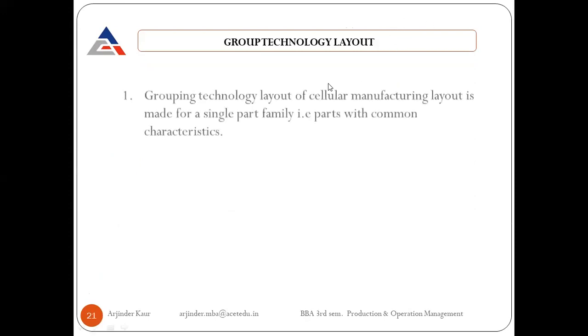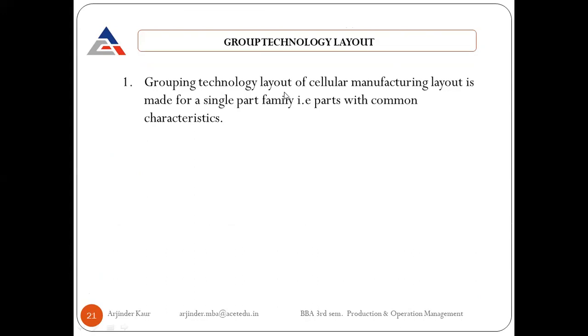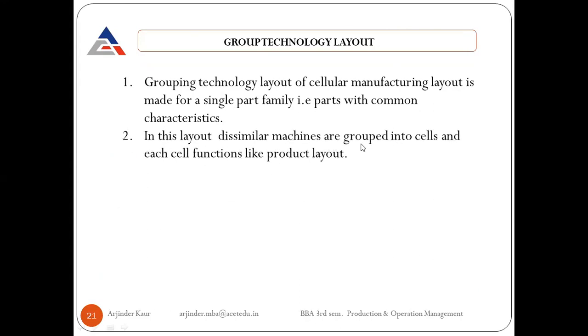Next is group technology layout. Group technology layout or cellular manufacturing layout is made for a single part family, that is, parts with common characteristics. For example, let's say we need to manufacture an engine or piston in case of automobiles. So the various parts that have common characteristics will be manufactured at one particular place. In this layout, similar machines are grouped into cells, and each cell functions like a product layout.